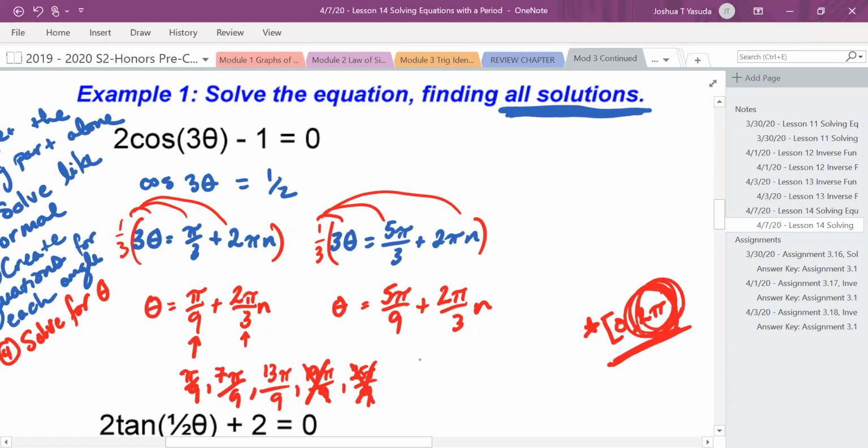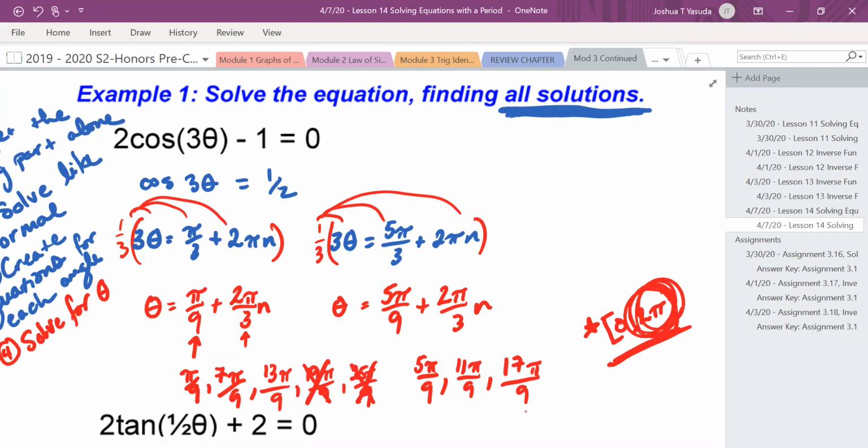Then for my second statement, I would have said 5 pi over 9 is the first answer. And then I'm adding 6 over 9, so I'd get 11 over 9. And then I'd add 6 over 9 again, and I would get 17 over 9. And that would be where I'd stop, because if I keep adding, it would be bigger than 18 over 9, and I can't be bigger than 2 pi.